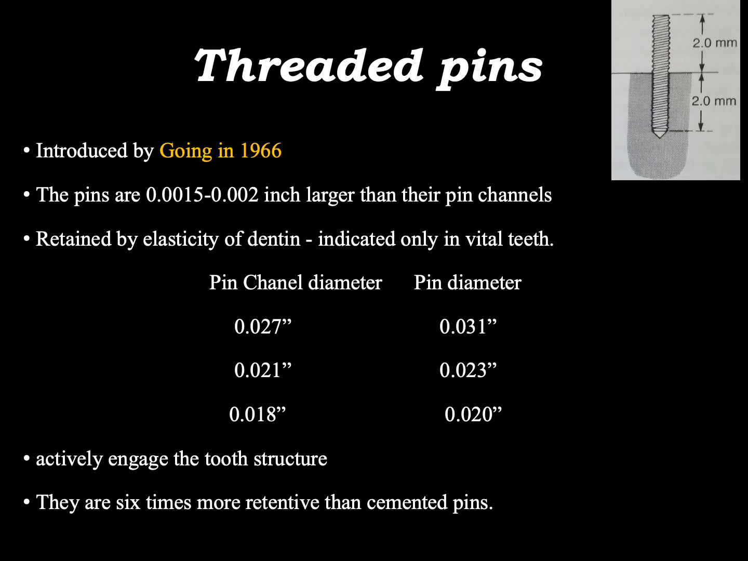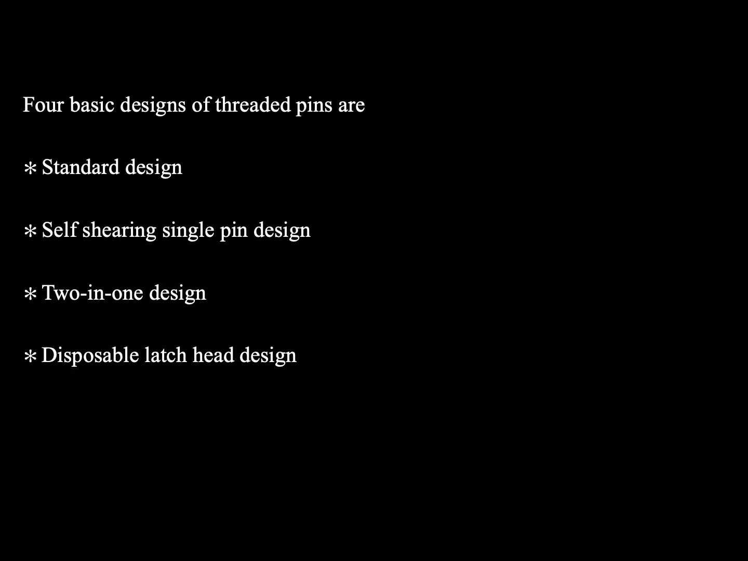Moving on to the third, which is the threaded pins, which were introduced by Going in 1966. The pins are 0.0015 to 0.002 inch larger than the pin channels. So it is quite bigger than the pin channel, and here again it is retained by elasticity of dentine and indicated only in case of a vital tooth. Here the threaded pins actively engage the tooth structure, and they are 6 times more retentive than cemented pins. There are 4 basic designs of threaded pins, which are standard, self-shearing, 2-in-1 design and disposable latch head design.